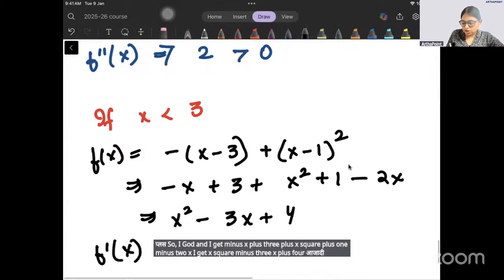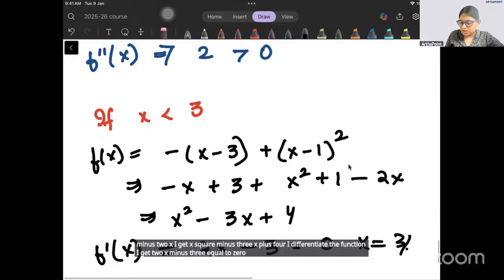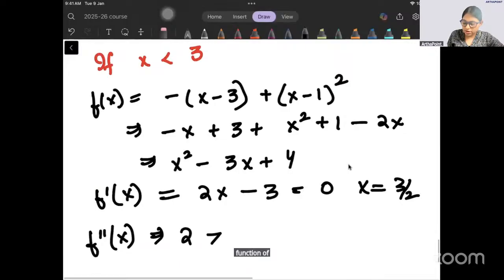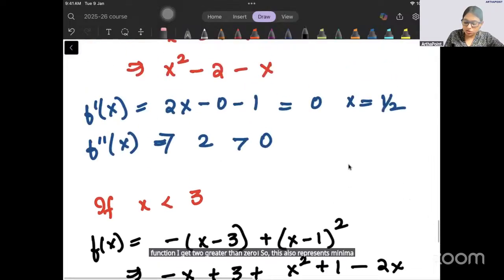I differentiate the function. I get 2x minus 3 equal to 0. X is equal to 3 by 2. I double differentiate the function. I get 2, greater than 0. So this also represents minima, and this also represents minima.